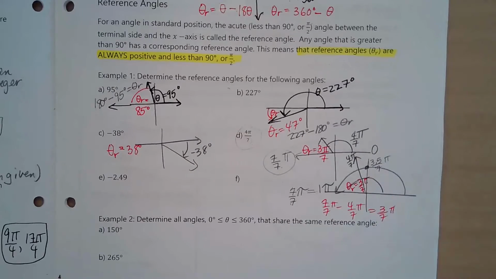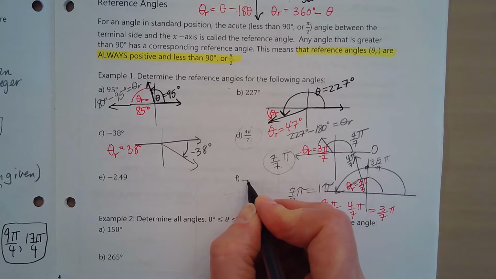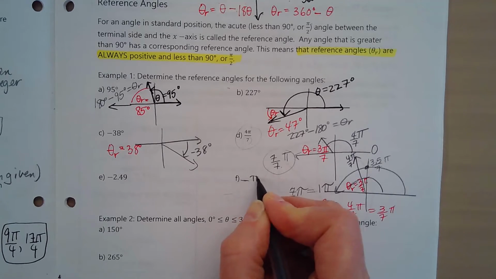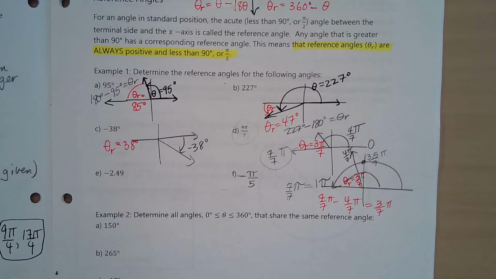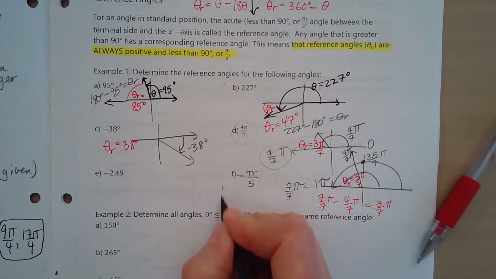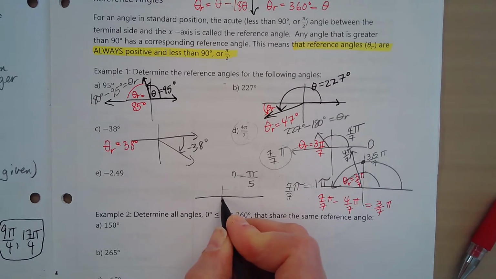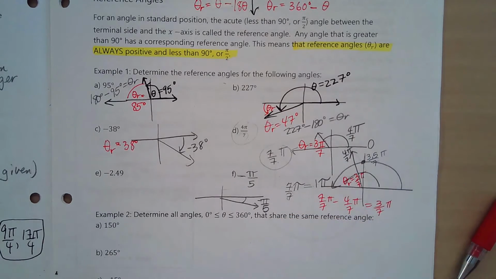What about, let's do one more. What if I gave you negative pi on 5? What's the reference angle to negative pi on 5? Pi on 5, right? So negative pi on 5 would be down here. So that would be the reference angle, right?